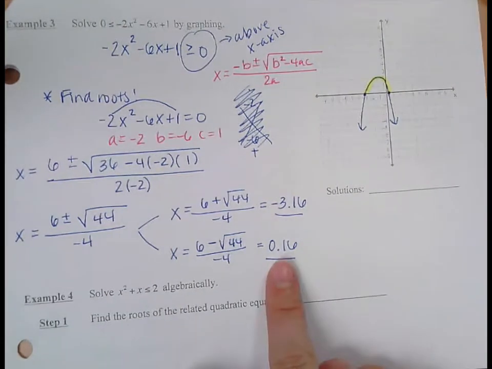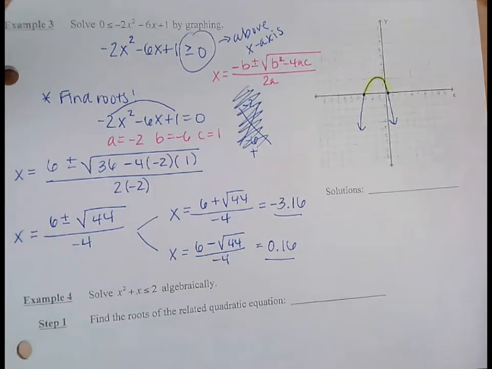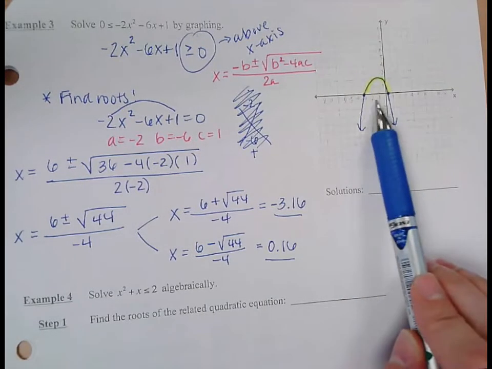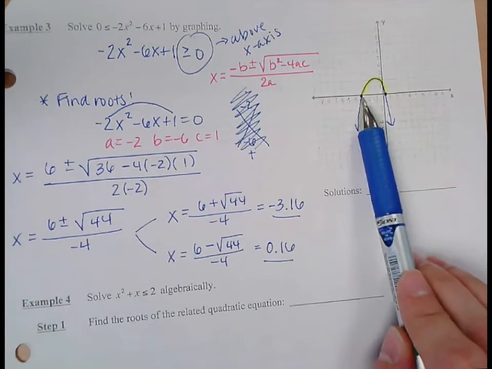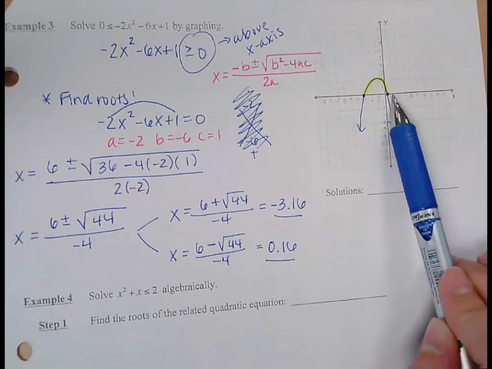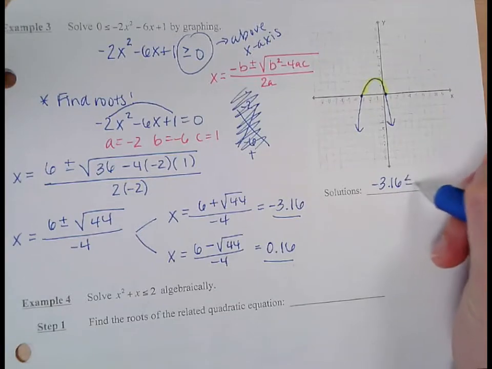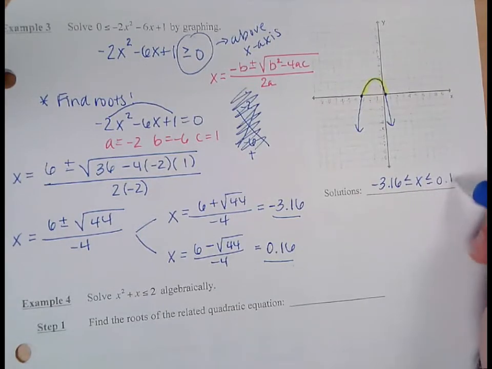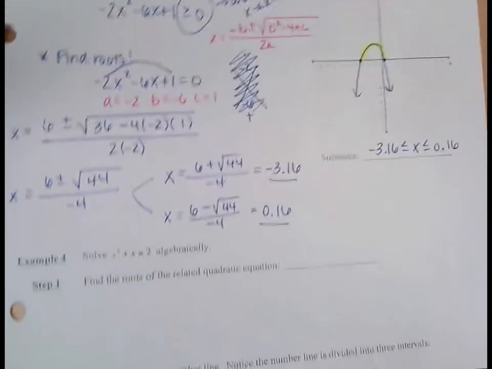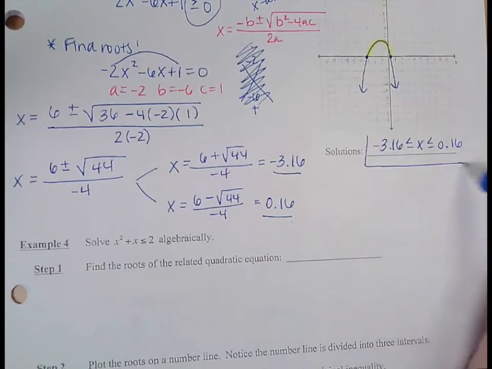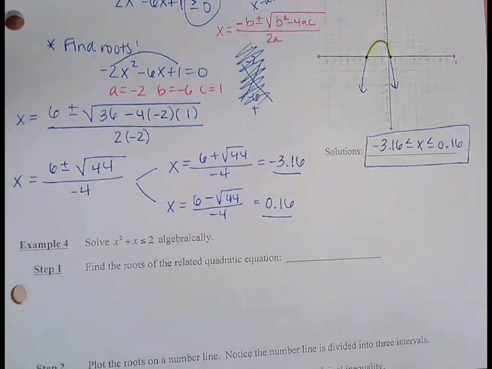And you have your x-intercepts, the decimals already. So to write this, you just want to make sure you have the smaller one, the negative 3.16, first, and then the larger one. So it would be written this way, that x is in between negative 3.16 and positive 0.16. So negative 3.16 is less than or equal to x, which is less than or equal to 0.16.